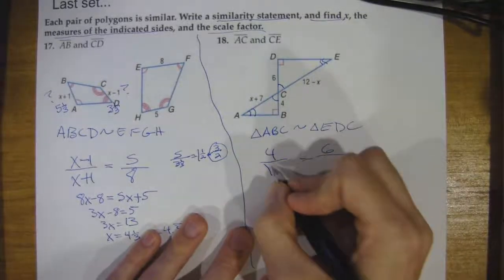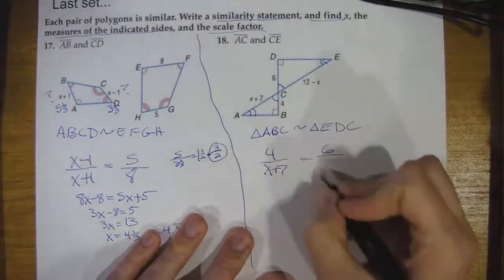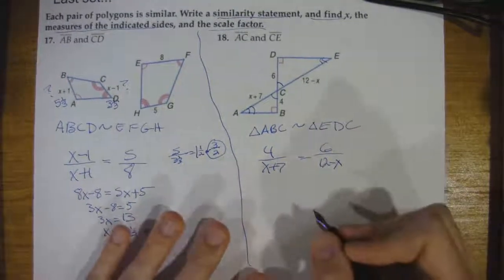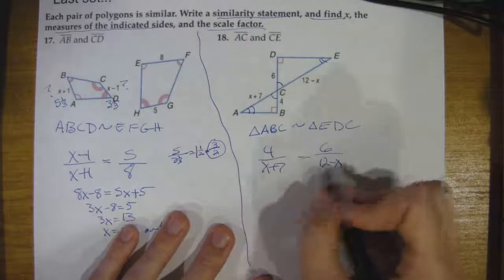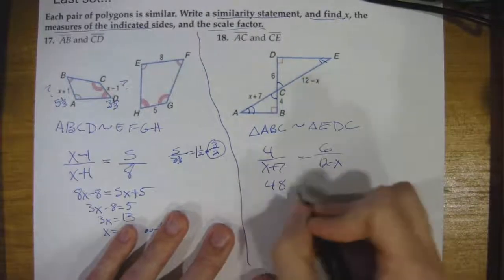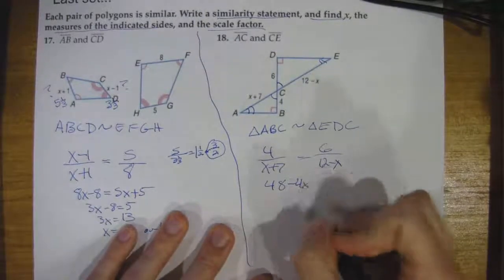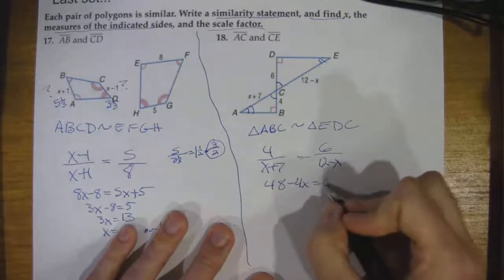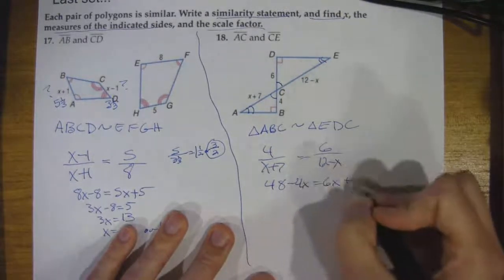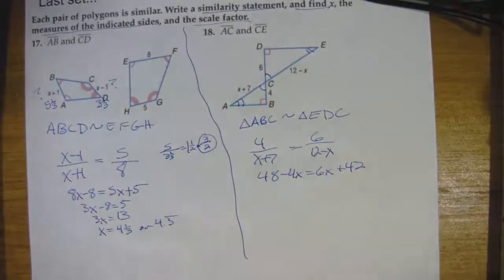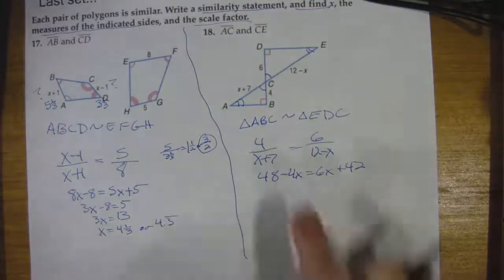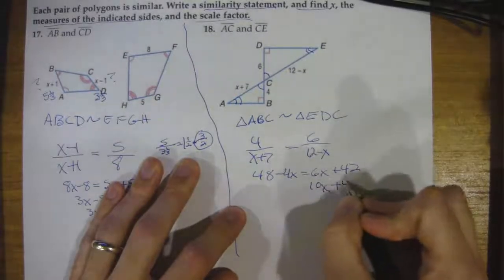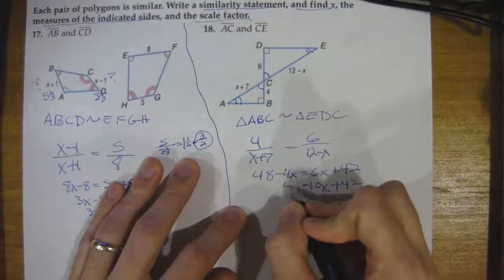That was simple enough. So 4 matches up with 6 on the other side. And then x added to 7 matches up with 12 subtract x. All right, let's start our cross multiplication. 4 times 12 is 48. 4 times negative x is a negative 4x, or we can write it as subtract 4x, your call. 6 times x is 6x, and 6 times 7 is 42. I'm going to add the 4x to start just so I can keep things positive. So that's a 10x added to 42. We'll keep the 48 over here.